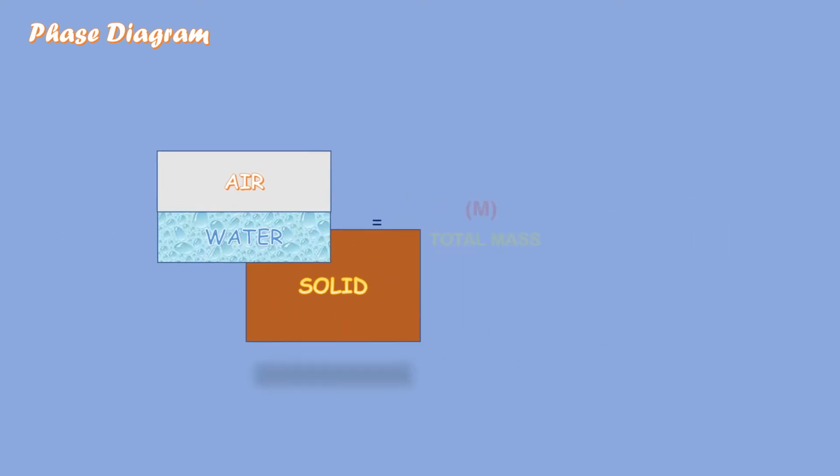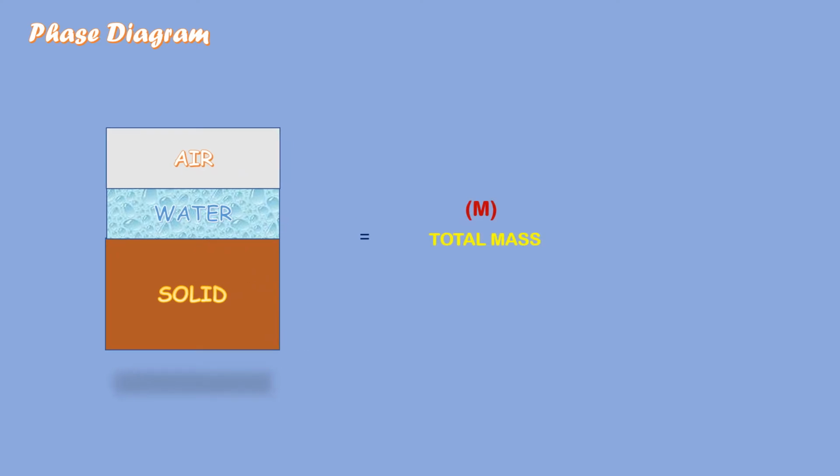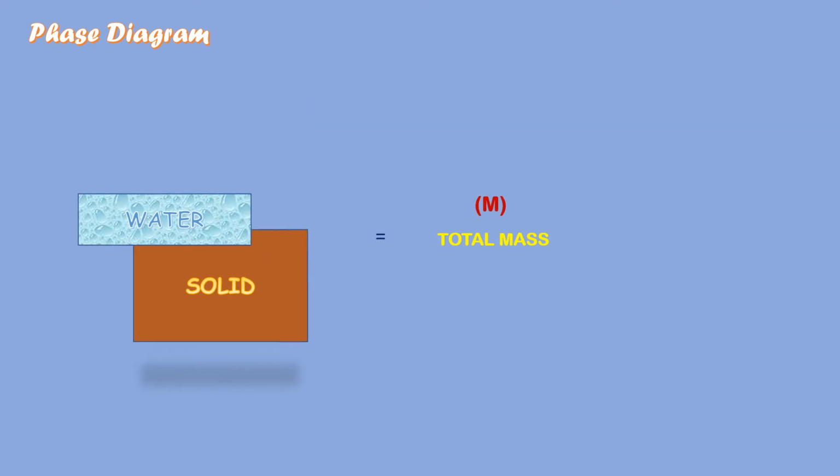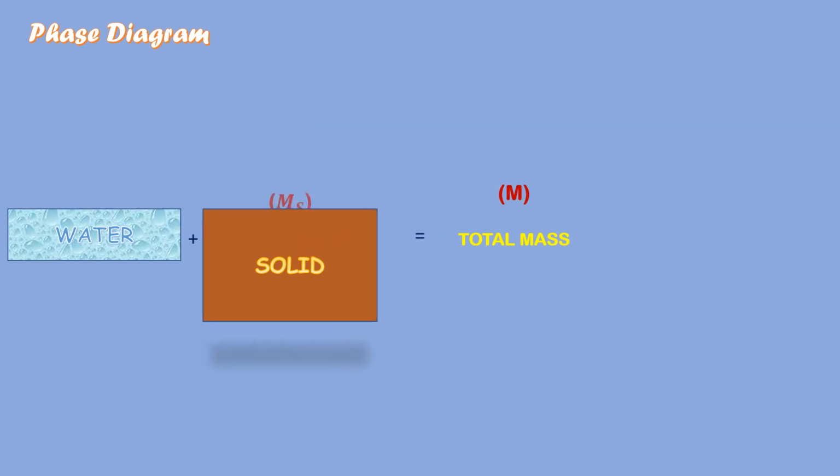The total mass of a soil mass is represented as m. The mass of air is very small and is neglected. Therefore, the total mass of soil is equal to the mass of solids and the mass of water.